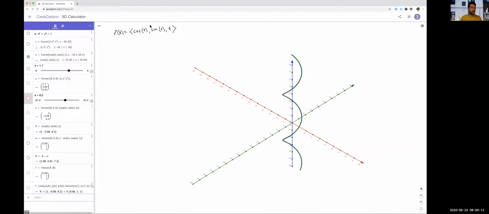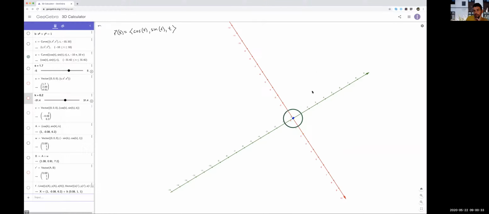Hey everybody. So we're going to do another example of taking the derivative of a vector function. Right now we're just looking at a picture. The function r of t is equal to the cosine of t, sine of t, and t. Those are the three component functions as I've written here. We've seen this one before.